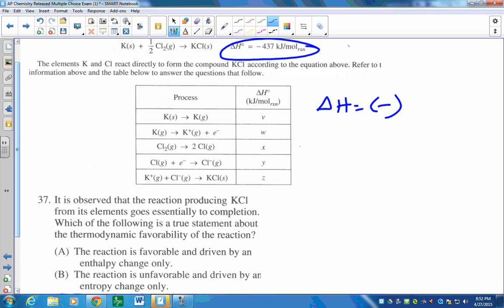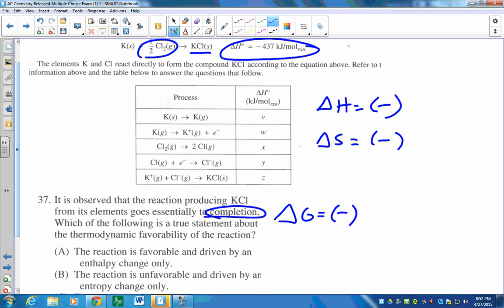If you look at the process, though, delta S is not positive. It's negative. Why? Because half a mole of a gas is turning into 1 mole of solid. It's becoming more ordered. But because it essentially goes to completion, we know that delta G is probably negative.